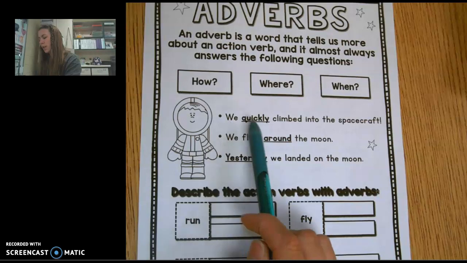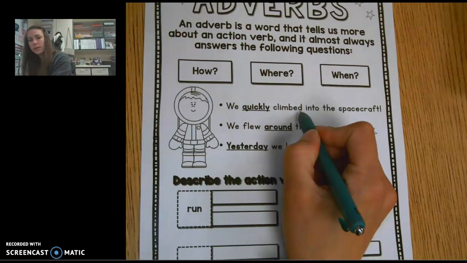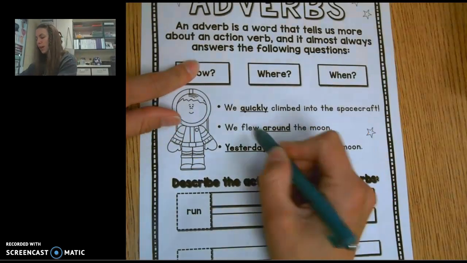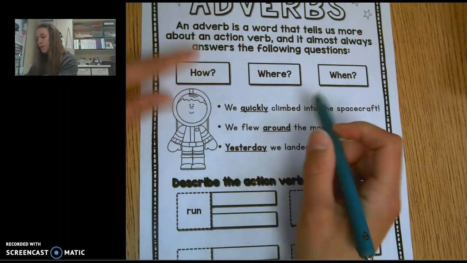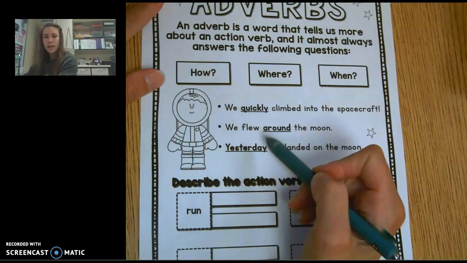Such as we quickly climbed into the spacecraft. So we see that climbed is our verb, and how did we climb? We climbed quickly. Very often, but not always, adverbs will end in ly.